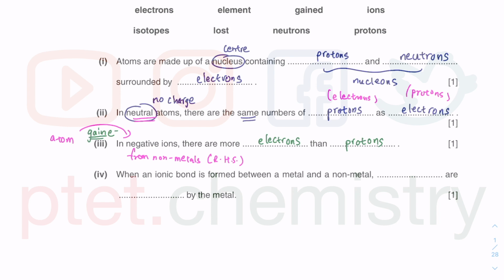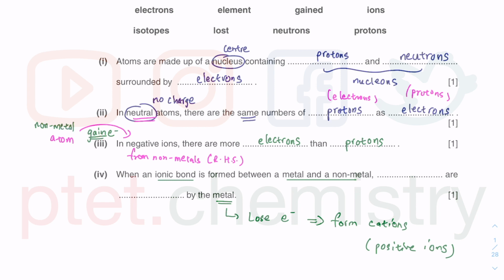Next bit, when you have an ionic bond, as you know, between a metal and a non-metal, something happens to the metal. So what happened to the metal? The metal will lose electrons and they will form cations. So cations are positive ions. In part 3, that was what happens with the non-metal atom. So a non-metal atom on the far right of the periodic table gains electrons to give you negative ions, the other name of which is anions.